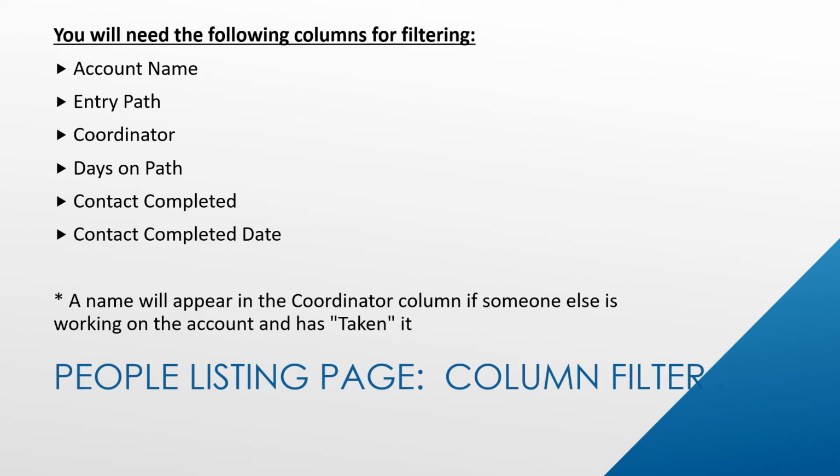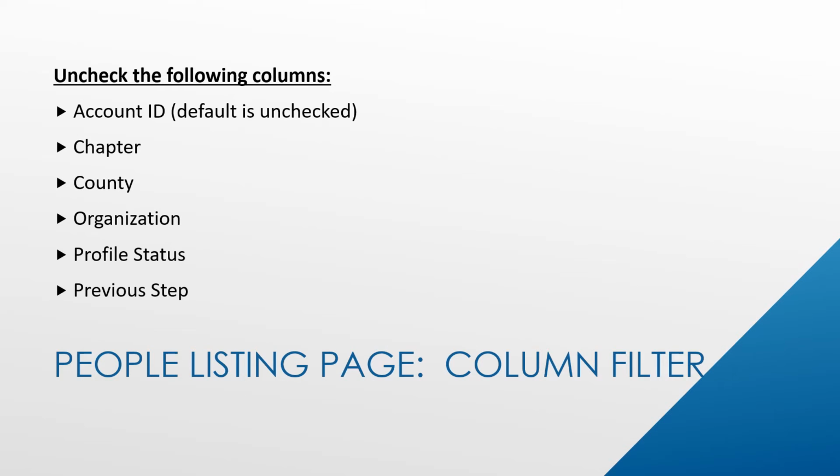You will need the following columns to find applications ready for the next step. You will need account name, entry path, coordinator, days on path, contact completed, and contact completed date. This is a list of columns that can be hidden and will not interfere with your finding applications to work on. You can hide the account ID, which by default is unchecked, chapter, county, organization, profile status, and previous step.